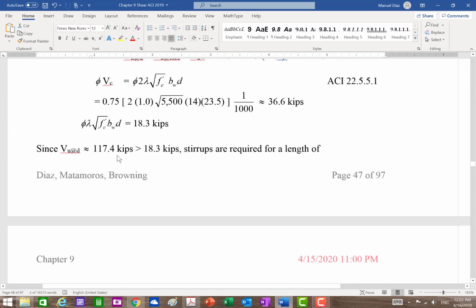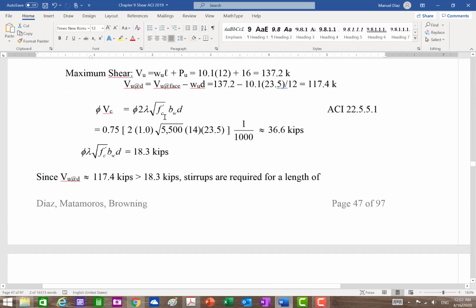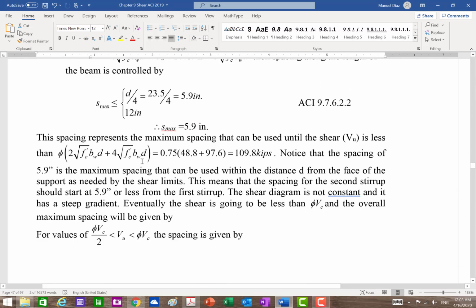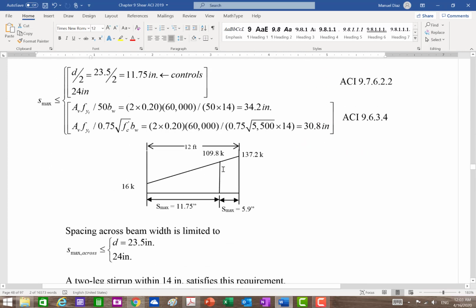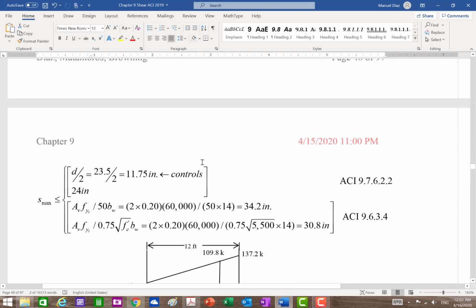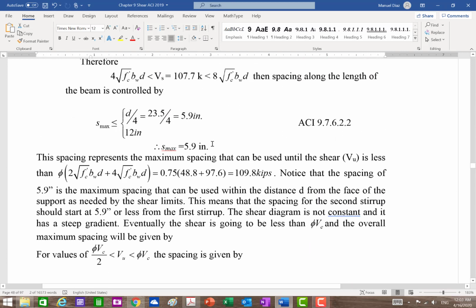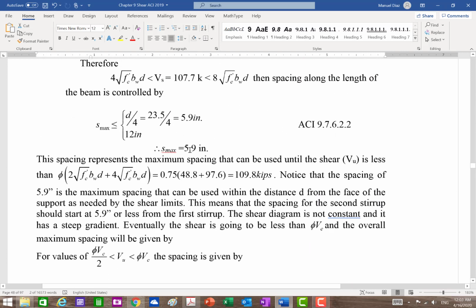And this is a simplification, really, because do we have an axial load? No, we don't. So that's good. So there is no axial load, so we can do that. Otherwise, you have to include the axial load. But we don't. So we add these two. And so that's 109.8. So at the moment we go below that, I don't need to use this spacing anymore. Okay?